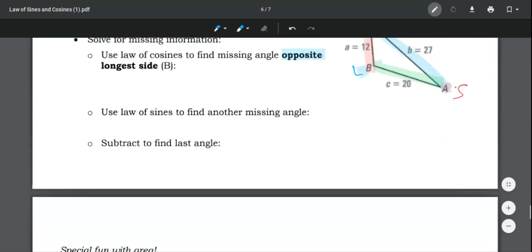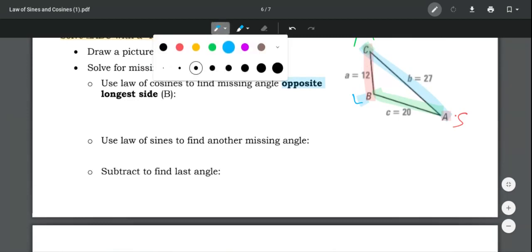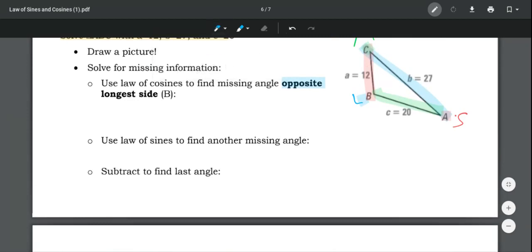So when I come back down here and I'm going to plug this in, we are going to write B squared. Well, in this case, I know B. It's 27 squared is equivalent to 12 squared plus 20 squared minus 2 times 12 times 20 times cosine of B. Now, guys, when we solve this, we have to be careful with order of operations. Now, right off the bat, I like to break it into a couple groups.